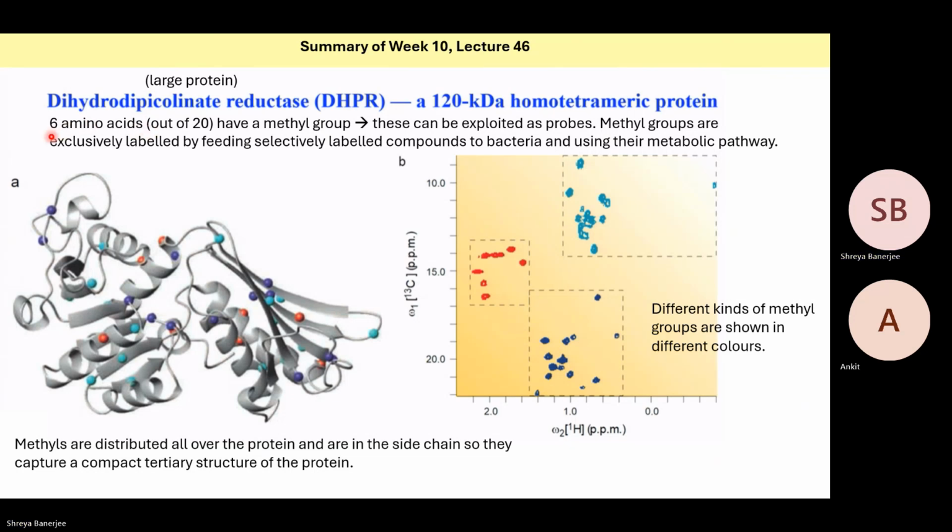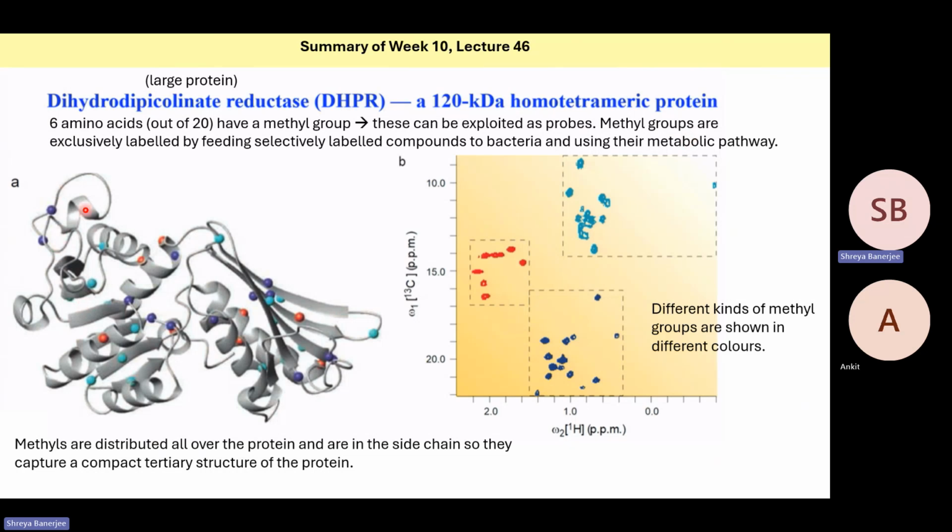So in such a large protein, we are not able to study all the amino acids, but if we just look at the amino acids having a methyl group in the side chain, we will have a compact idea of the tertiary structure of the protein. So the 6 amino acids that have a methyl group in the side chain are alanine, leucine, isoleucine, and so on. These can be exploited as probes.